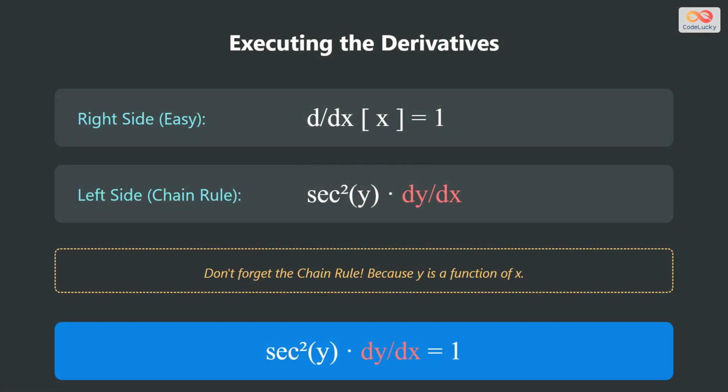On the right side, the derivative of x is simply 1. On the left side, we must use the chain rule. The derivative of tangent y is secant squared y, multiplied by the derivative of the inside function, which is dy/dx.